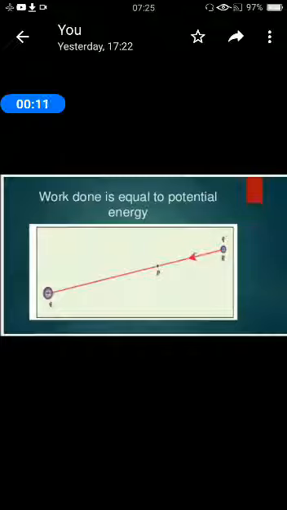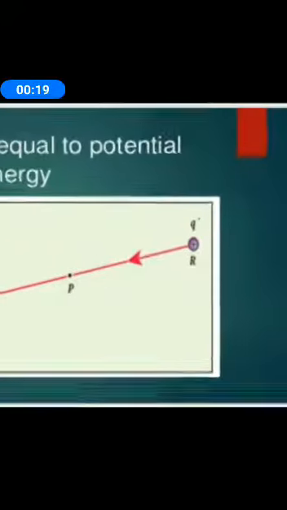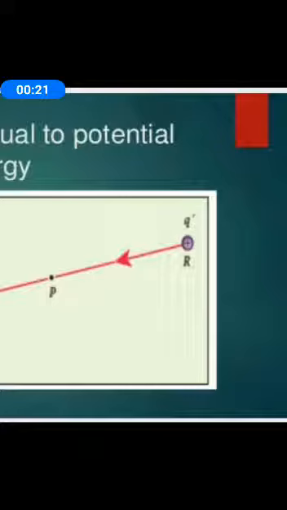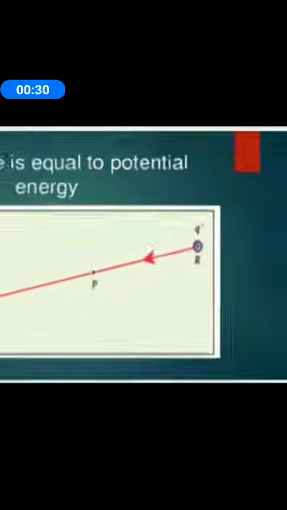Good morning, students. Today in class we are going to learn about electrostatic potential energy. As you can see in the picture, there is a charge +Q placed at the origin, and you can also see another charge Q prime, which is a test charge placed at a point R. You can also see another point P on the same line.